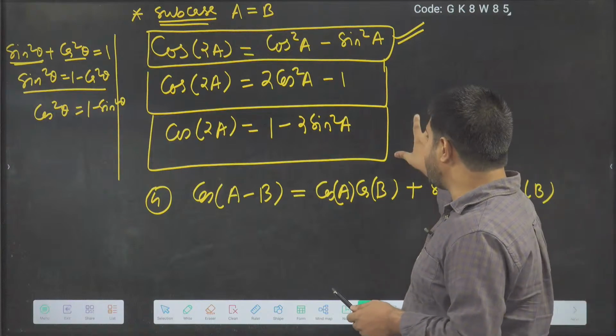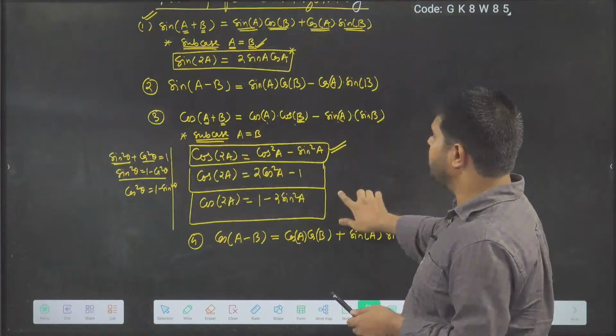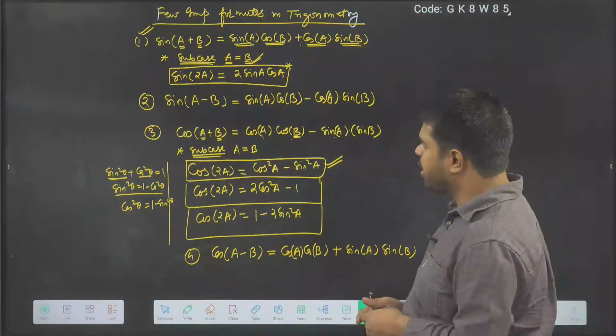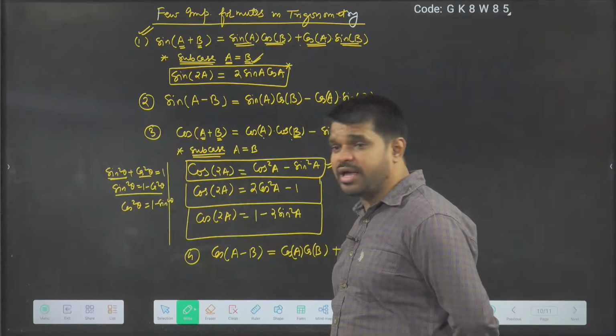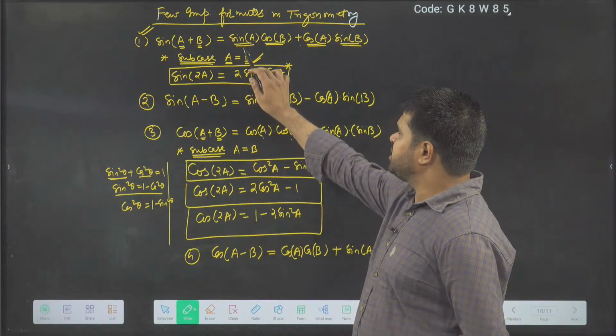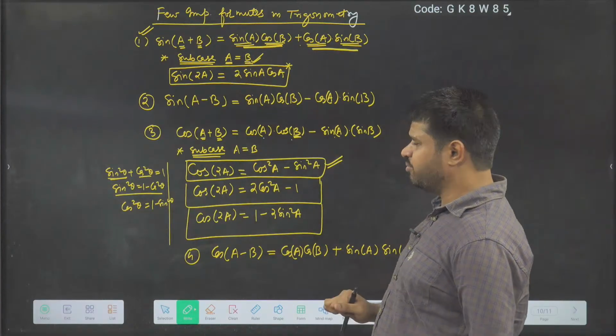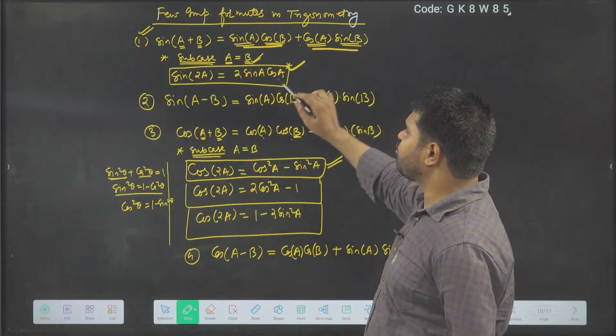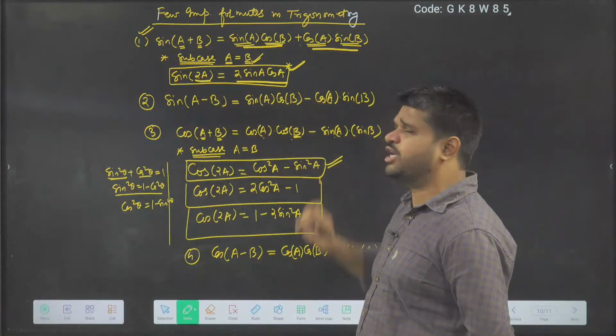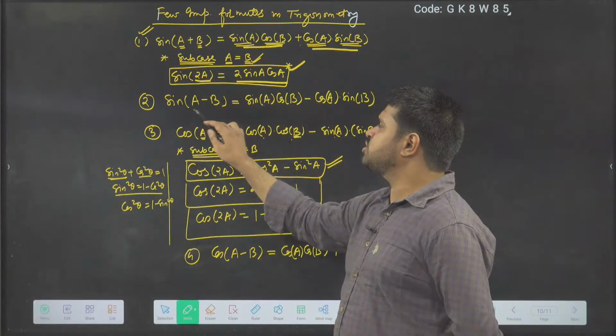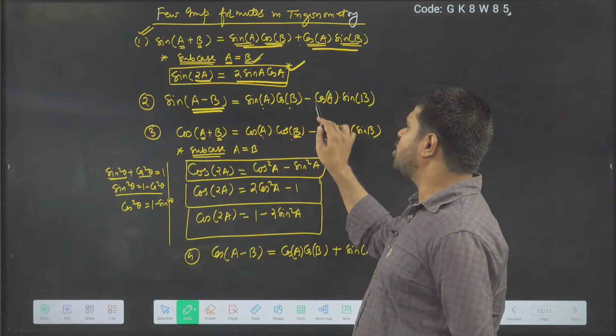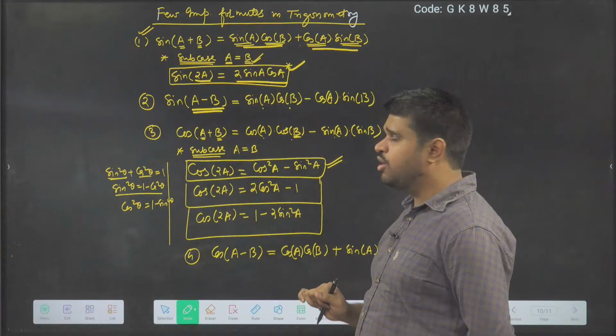So basically I gave you four major formulas. Sine a plus b is sine a cos b plus cos a sine b. From the first formula we make sine 2a as 2 sine a cos a. Then I gave you sine a minus b, which is sine a cos b minus cos a sine b.